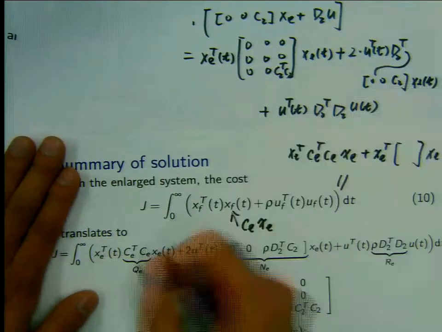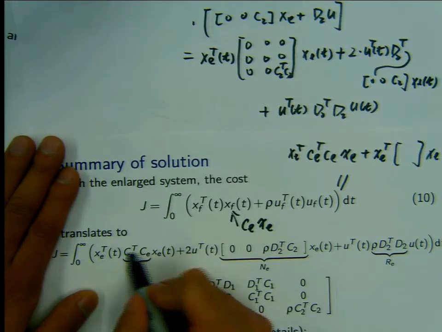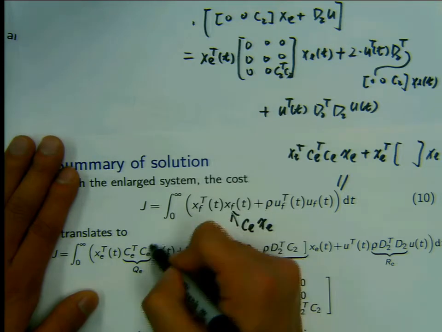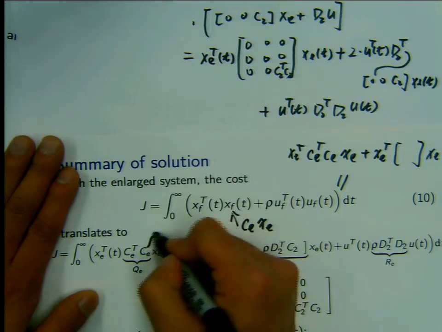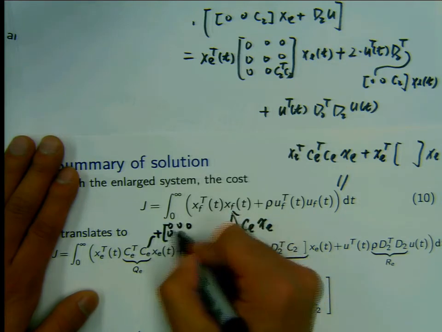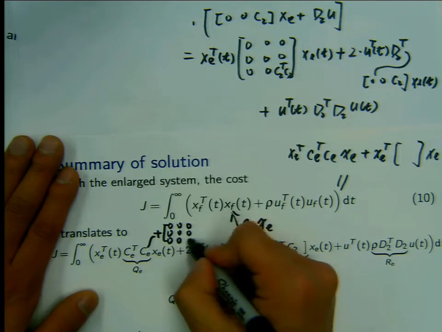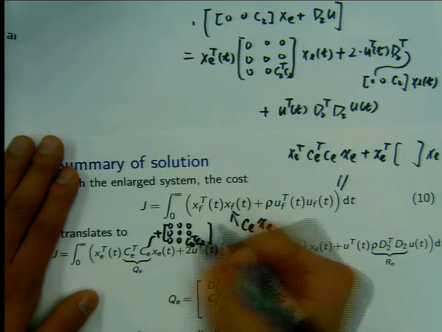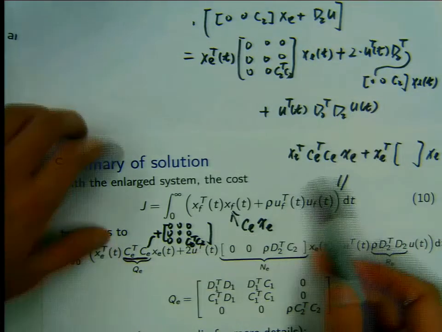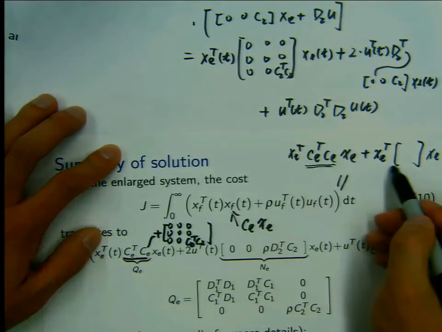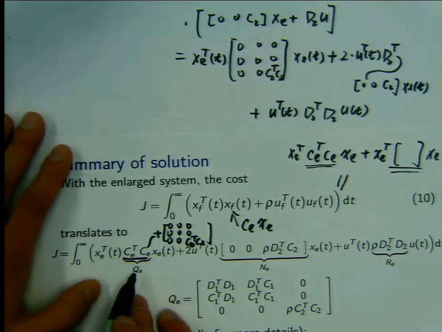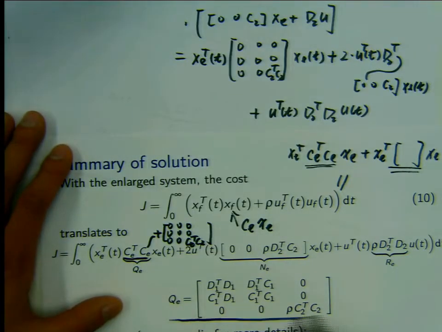So on the current version of the notes, there's a typo in the sense that QE should be this guy plus 0, 0, 0, 0, 0, 0, 0, 0, C2 transpose C2. Okay? So QE equals CE transpose CE because of the derivation here. QE equals CE transpose CE plus this matrix here. So that's the typo on this line here. This result is still correct.